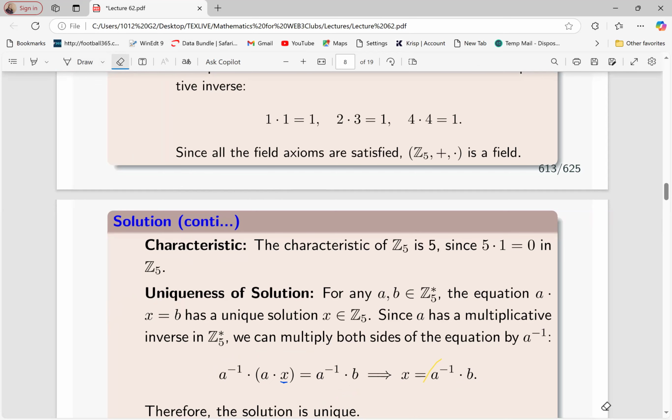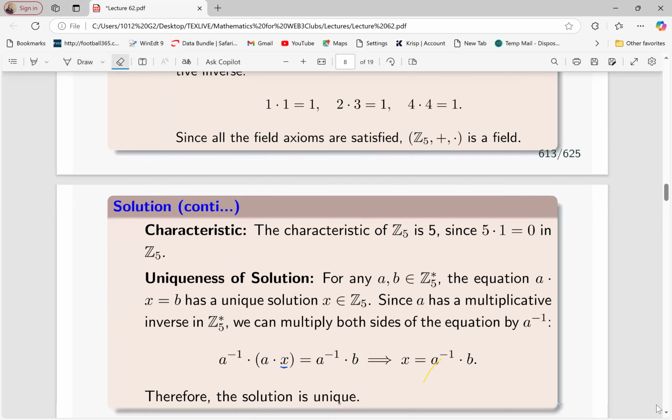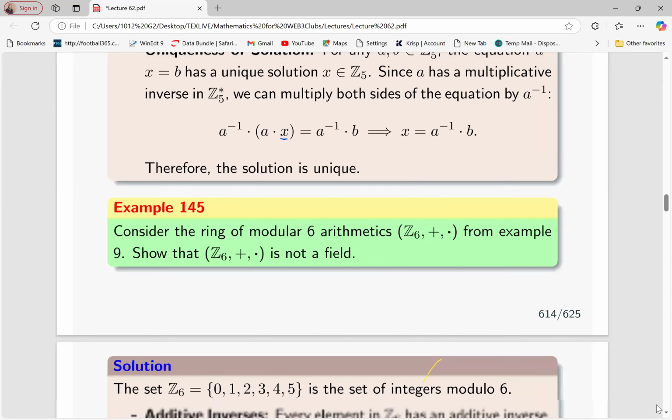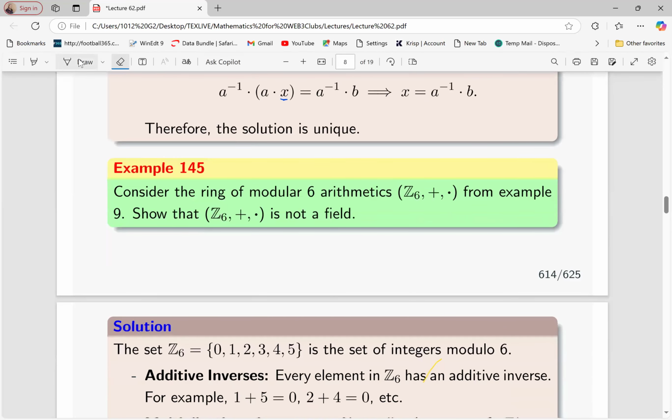Good. Another question? Now, let's again show whether this is a field or not.